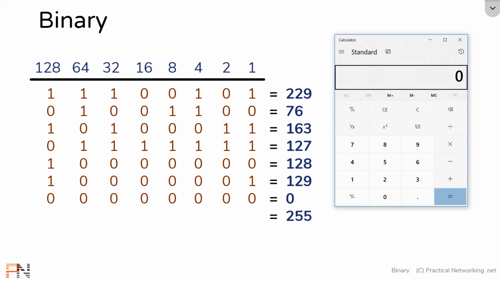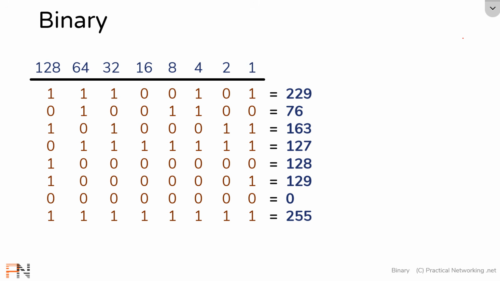So let's bust out our calculator. We'll do 255 minus 128. That gets us 127. 127 minus 64. That gets us 63. 63 minus 32, that gets us 31. 31 minus 16, that gets us 15. 15 minus 8 gets us 7. 7 minus 4 gets us 3. 3 minus 2 gets us 1. And 1 minus 1 gets us 0. So we confirmed that 255 equals all ones in binary and all ones equals 255 in decimal.